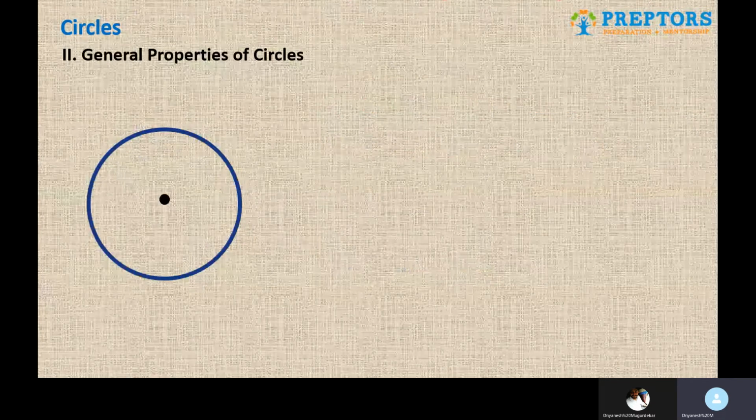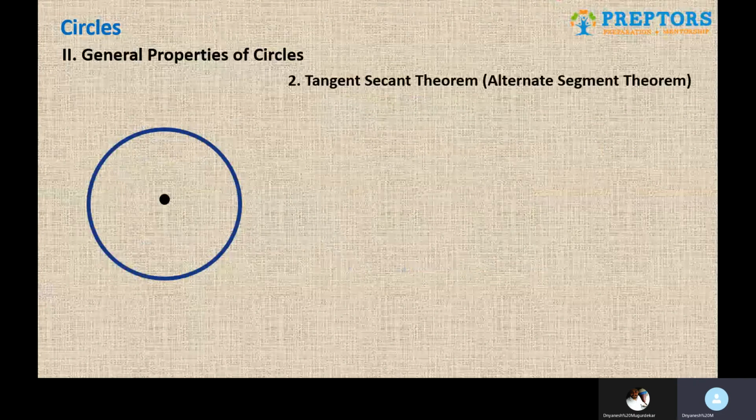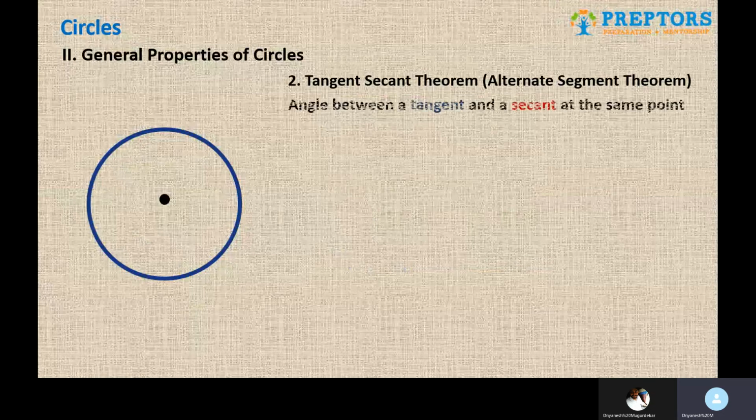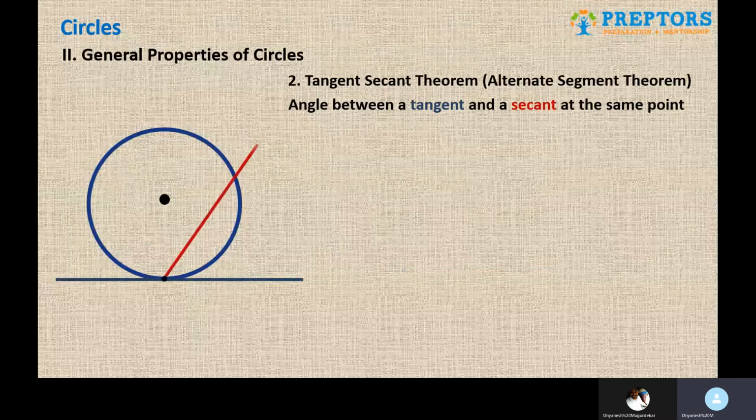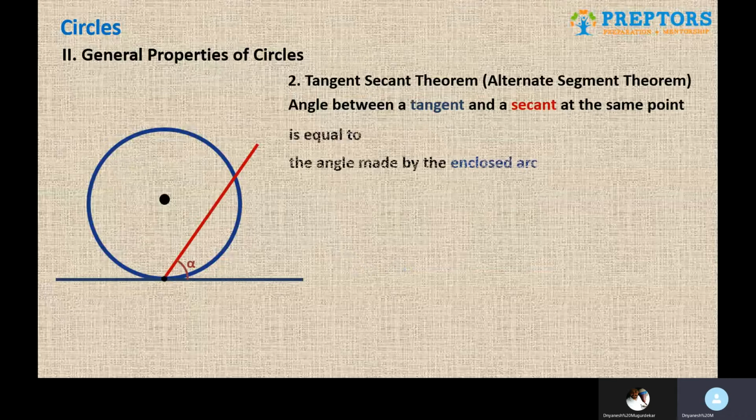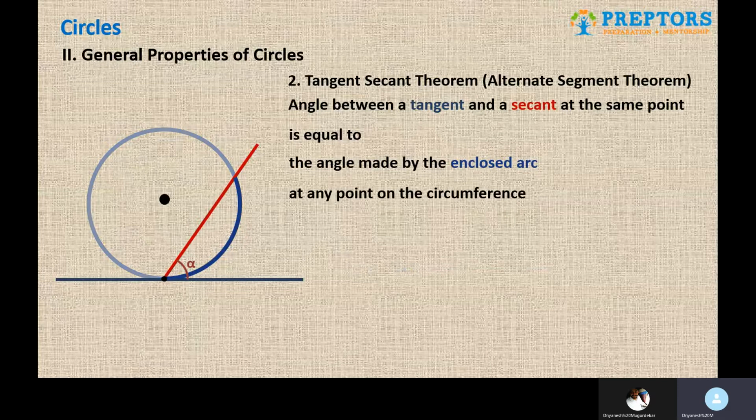The next part is few theorems that we have to see. The first one is tangent secant theorem, or we also call it alternate segment theorem. What the theorem says: the angle between the tangent and the secant at the same point, suppose this angle alpha, is equal to the angle made by the enclosed arc anywhere on the circumference, something like this. So the blue one is the enclosed arc. That arc makes the same angle alpha anywhere on the circumference.